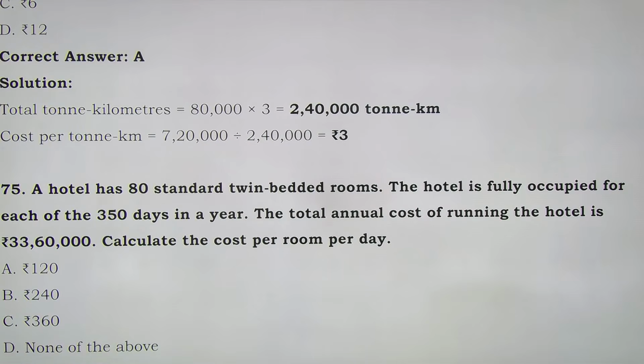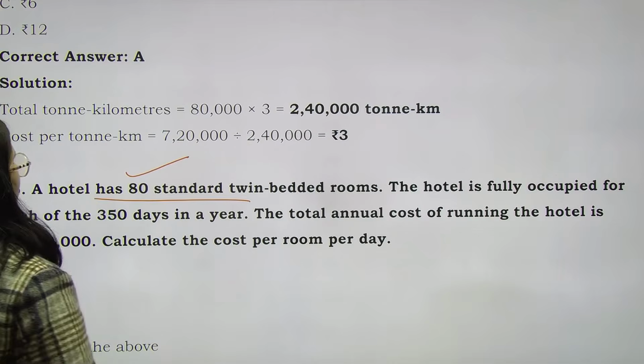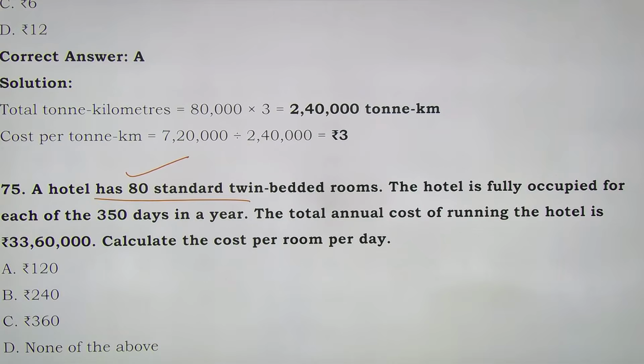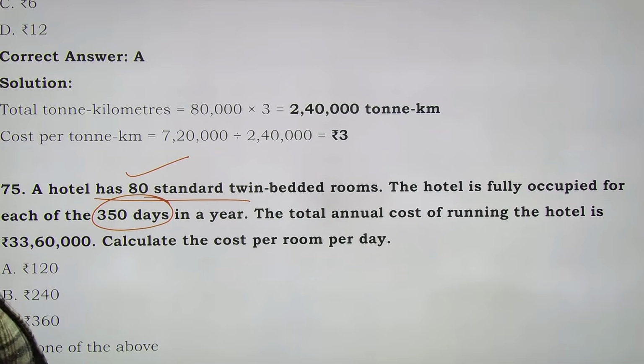Now we have question number 75. So they are saying, again a question from operating costing. A hotel has 80 standard twin bedded rooms. The hotel is fully occupied for 350 days in a year. Okay. Total annual cost is 33,60,000.